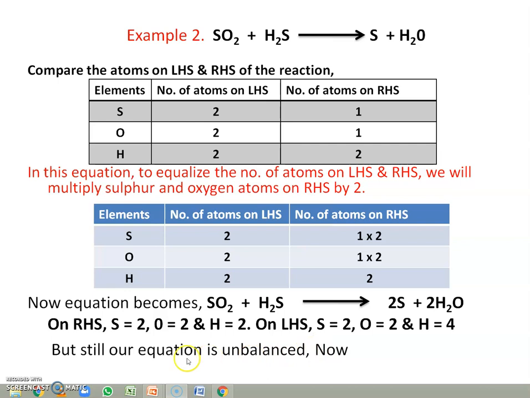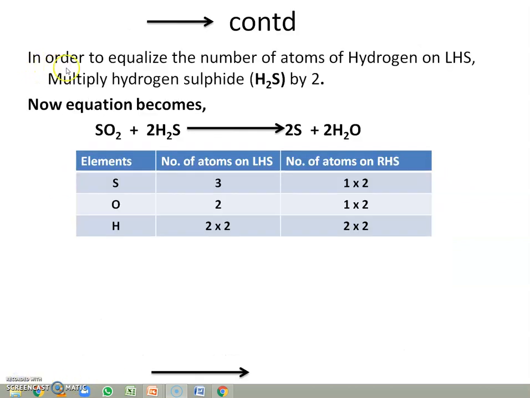Now our equation is unbalanced because there is a difference in the number of hydrogen atoms in the reactant side and product side. In order to equalize the number of atoms of hydrogen on the left hand side, that means the reactant side, we will multiply hydrogen sulfide by 2. Now our equation becomes SO2 plus 2H2S gives 2S plus 2H2O.